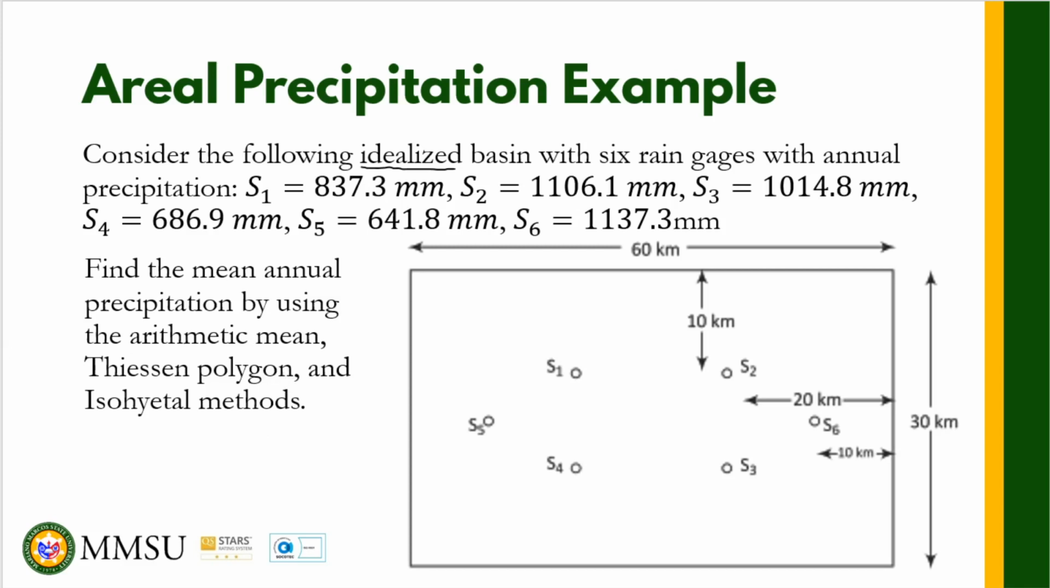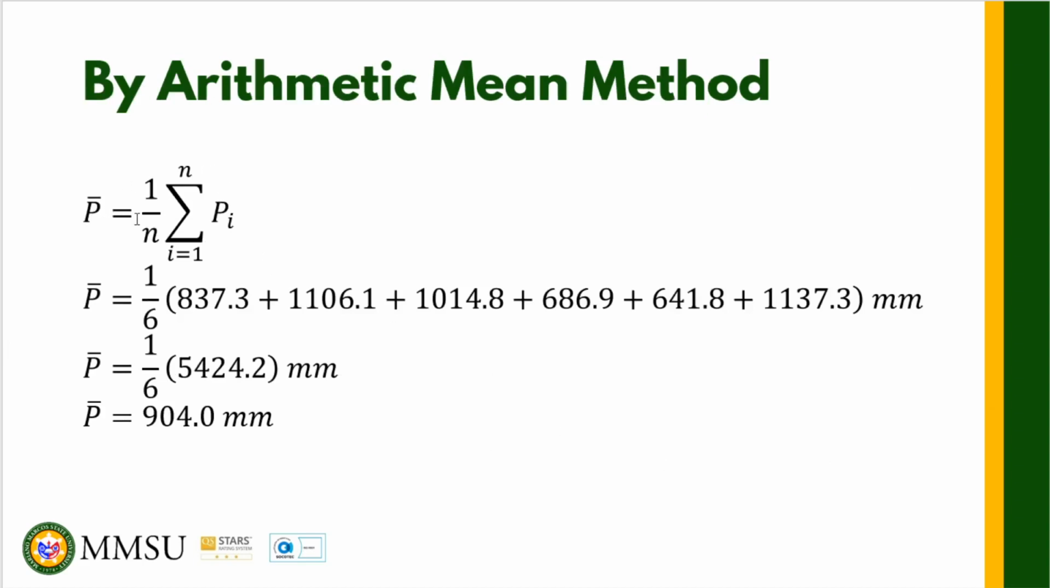So by arithmetic mean, we are going to use the formula: the summation of all the measurements divided by the total number of measurements. So basically 1 over n, that's 1 over 6 because there are 6 gauges inside the basin. So we have 1 over 6 times the sum of all these measurements, which is 5424.2 mm, and therefore the average is 904 mm. So this is our answer using the arithmetic mean method.